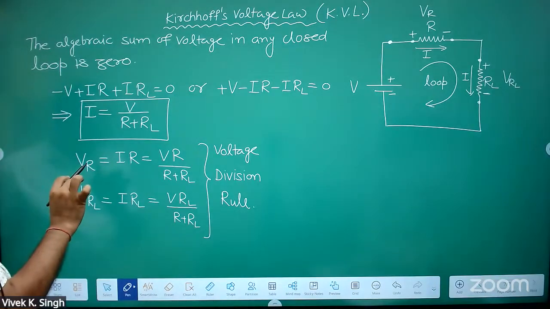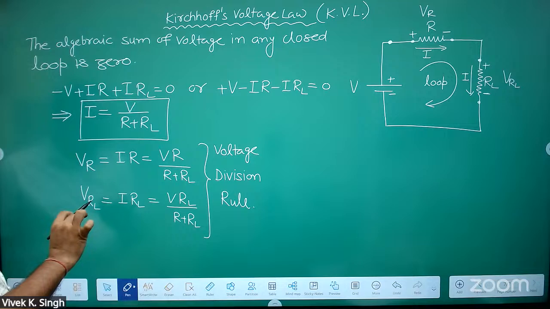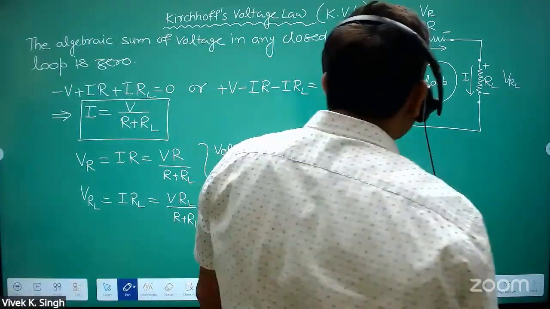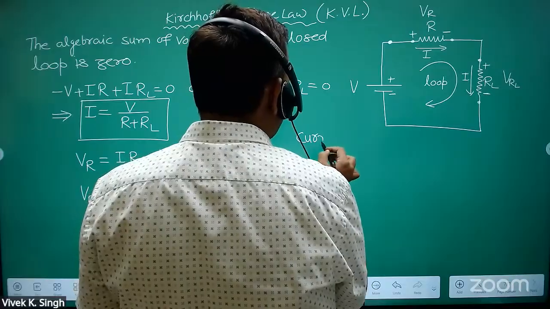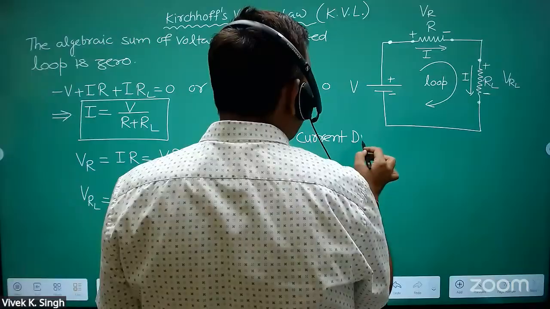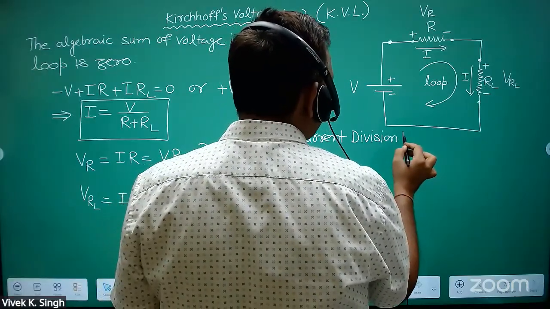So what is voltage across R? Current through R into R. What is voltage across RL? Current through RL into RL. What is current division rule? We will directly use these results. So you must remember it. What is voltage division rule? What is current division rule?